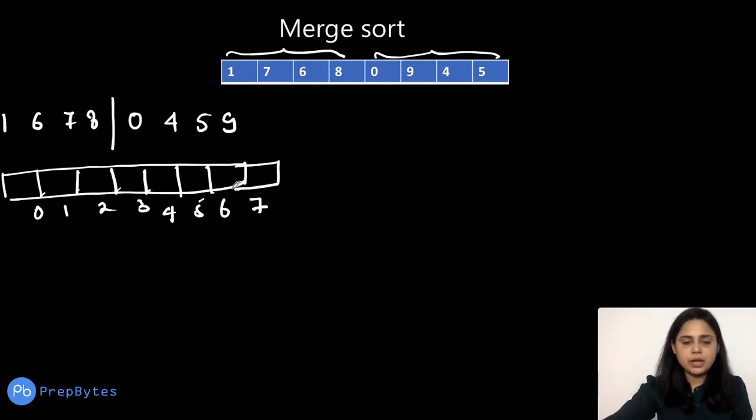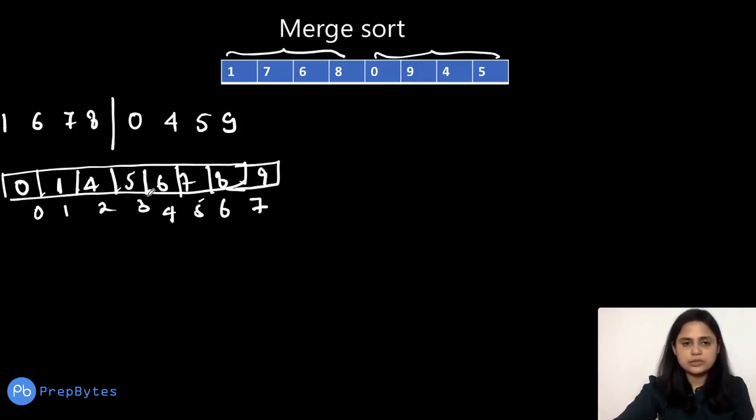Now I will see which element has to go here. I see 0 can go here, then 1 can go. From the two arrays, I'll keep on checking which element should go to the next available place, such that the final array is sorted. Then I check 4 can go next, then 5 can go, then 6 will go, then 7 will go, 8 will go, 9 will go. This is how we merge these two sorted arrays and make one completely sorted array.